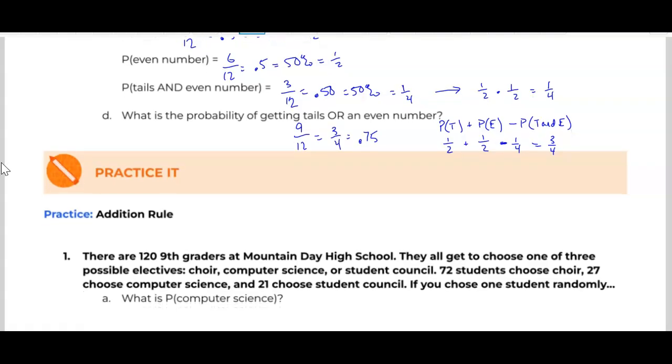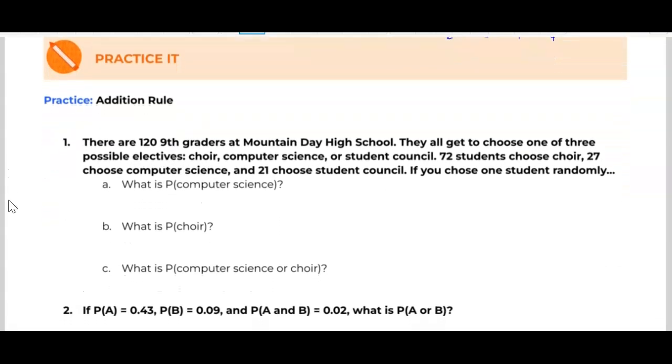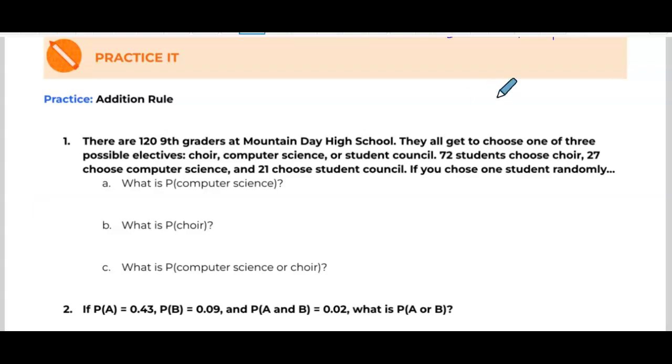It's addition rule section. So 120 ninth graders at Mountain Day High School. You all get to choose one of their 3 possible electives. So we can do choir, we can do computer science, or we can do student council. We have 72 choir, 27 computer science, 21 student council. All right, so pause here and go through this and write down the probability of each one.